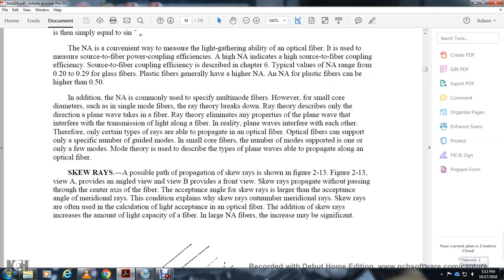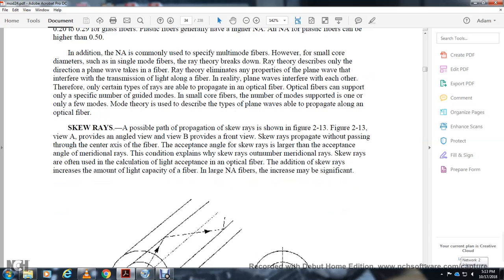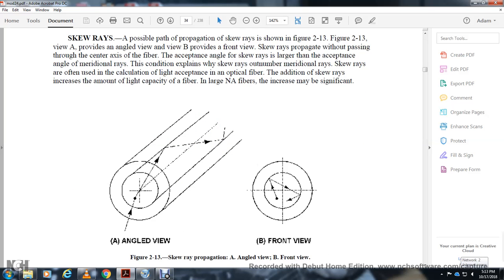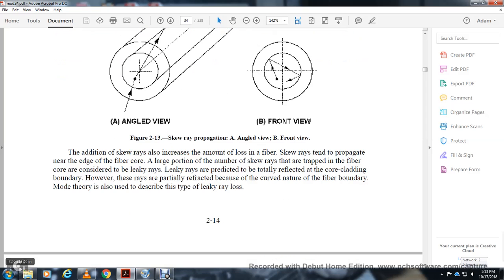Skew rays are often included in the calculation of light acceptance for the optical fiber. The addition of skew rays increases the amount of light capacity of the fiber. For a large numerical aperture fiber, the increase may be significant. So for the angled view and the front view, the additional skew rays increase the amount of loss in the fiber. Skew rays tend to propagate near the edge of the fiber core. A large portion of the skew rays are trapped in the fiber core and are called leaky rays.